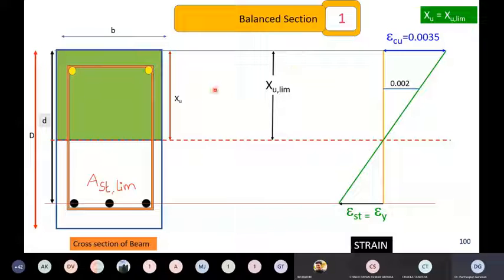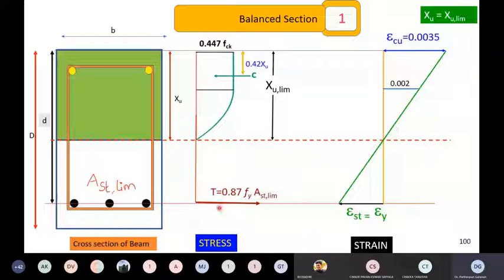Since you have no doubt, we will proceed further. This is called balance section. In this section, concrete is also failing. Concrete failure will be a brittle failure, and steel is also failing. Steel failure will be a ductile failure. So both are happening in a balance section. T will be 0.87 Fy into AST limit. Similarly, C will be 0.36 FCK XU limit into B. That is called balance section. Concrete attains its maximum strain while simultaneously steel starts to yield. That is called balance section.